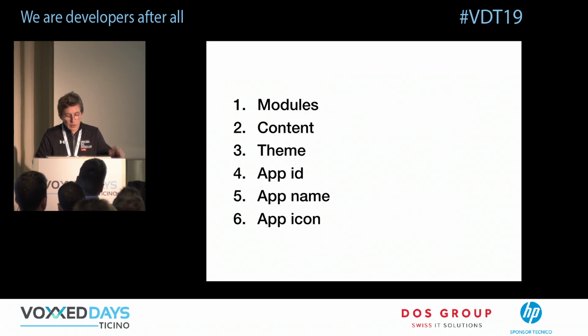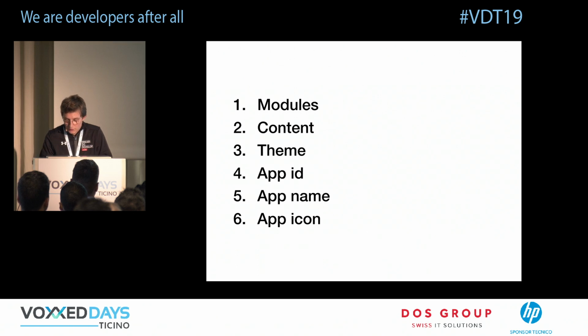Those problems are the choice of the modules we want to use. So in Lugano, it will be events, museum, and hikes, and in Zurich, they are going to be different. Also the content: we want to show different events in Lugano and different events in Zurich. The theme must be customized, the application ID, the application name, the icon, and so on. So now we're going to see how to set up all of this.